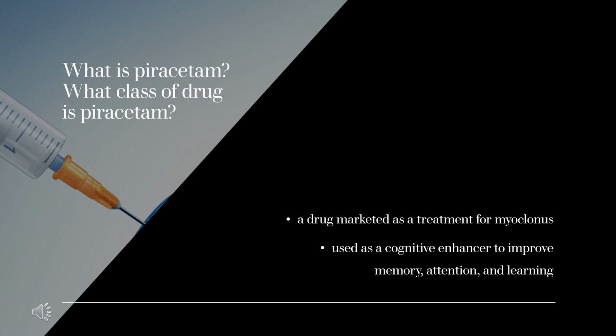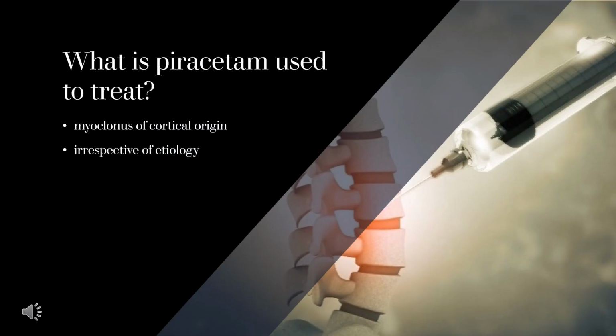What is piracetam? What class of drug is piracetam? Piracetam is a drug marketed as a treatment for myoclonus. It is also used as a cognitive enhancer to improve memory, attention, and learning. Evidence to support its use is unclear, with some studies showing modest benefits in specific populations and others showing minimal or no benefit.